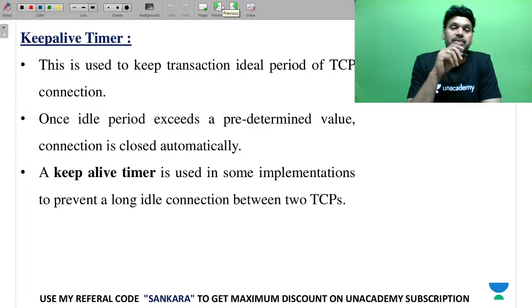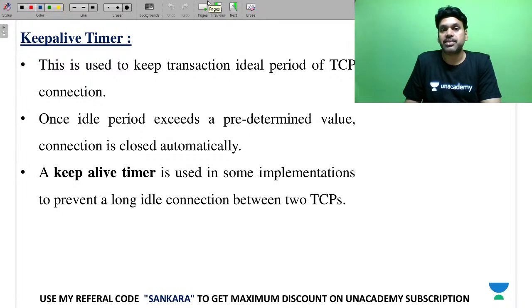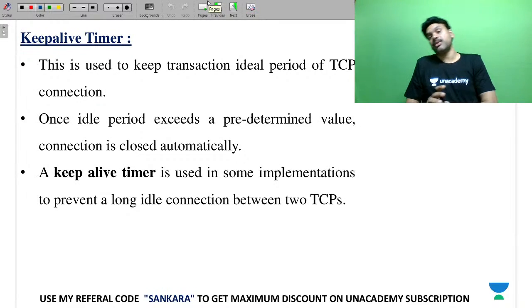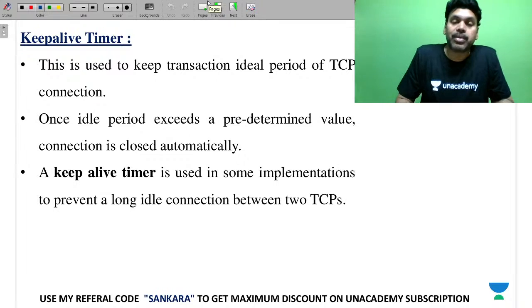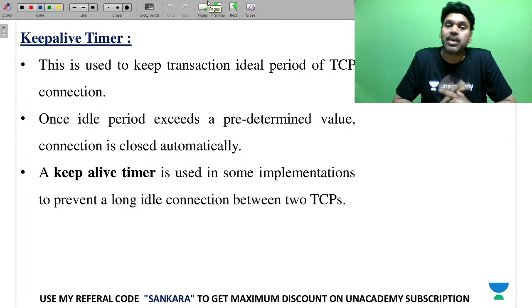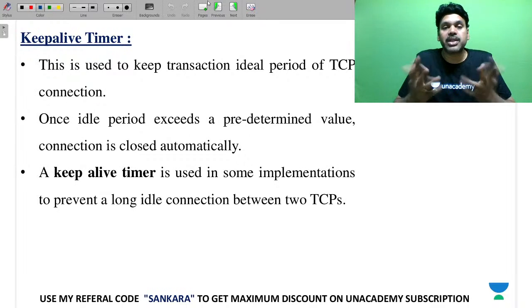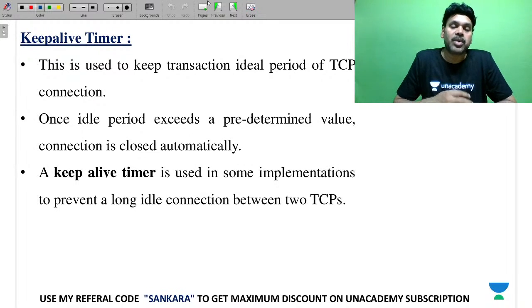So the last variety of timer, which is very important, is the keep alive timer. The keep alive timer deals with long idle connections. What is a long idle connection? For example, I started chatting with one friend. I said hello, and he also responded with hello. Then after that, I said how are you on WhatsApp, but he is not responding. Due to many reasons, he is not responding.